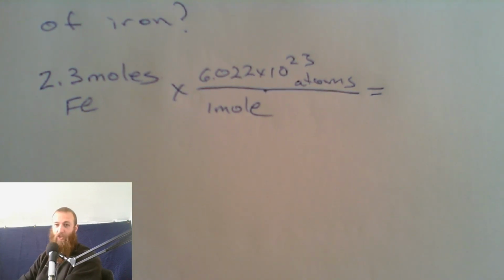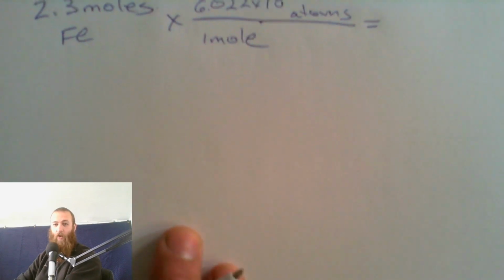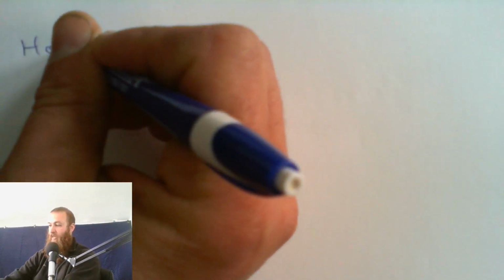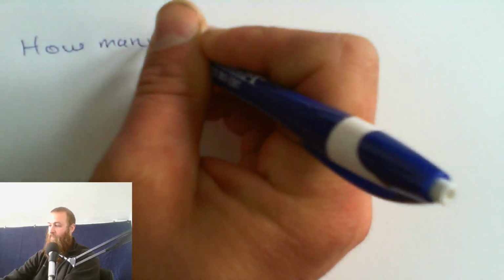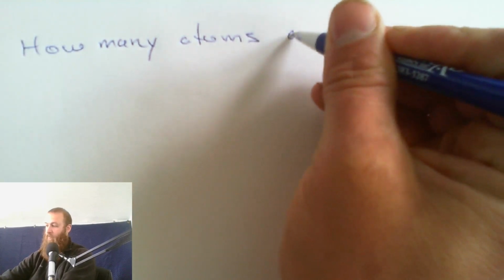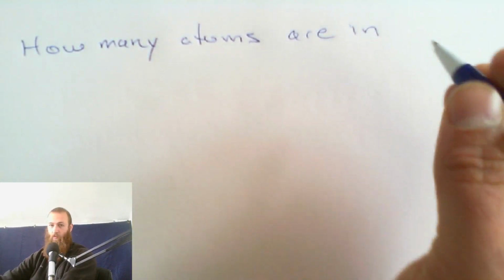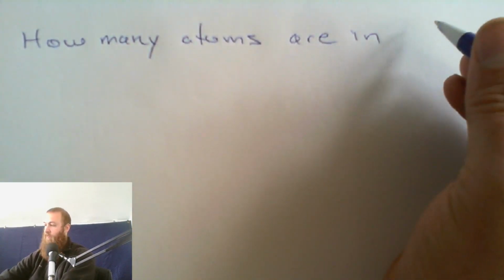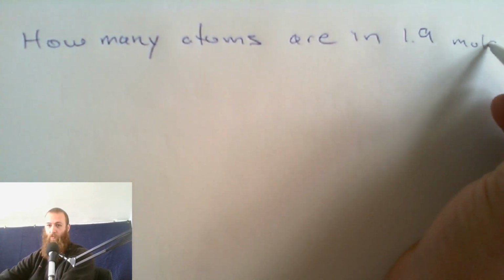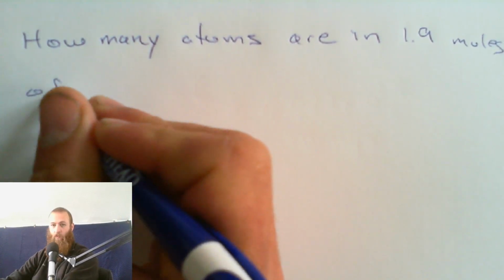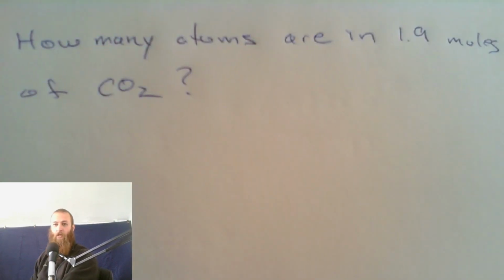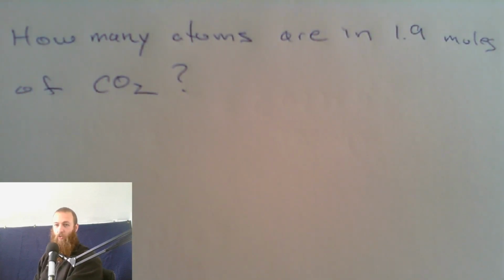Now, let's do another question while I'm waiting for that answer, where it's not going to be a one-step, okay? Let's see. How many atoms are in 1.9 moles of carbon dioxide? Another very short, easy to do question.